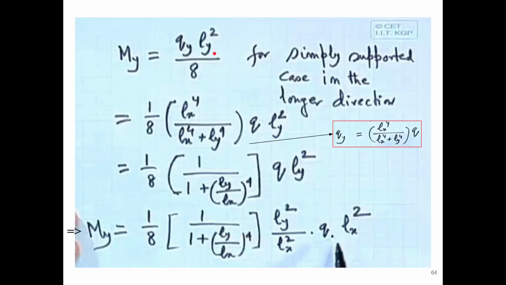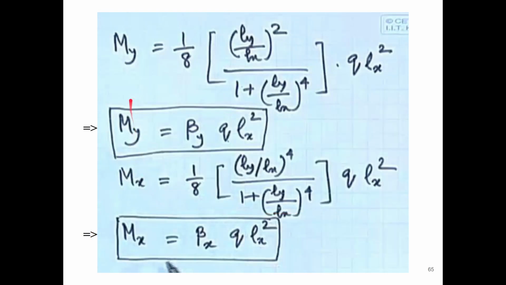So My equals WL square by 8, Qy Ly square by 8, in the longer direction, and substituting the Qy value as we obtained. We get My equal to 1 by 8 into 1 by (1 plus (Ly by Lx) to the power 4) into Ly square by Lx square into Q into Lx square. So we can write this as My equal to beta y into Q Lx square, where beta y is equal to 1 by 8 into (Ly by Lx) square by 1 plus (Ly by Lx) to the power 4.